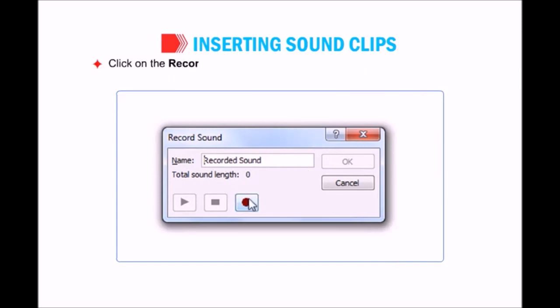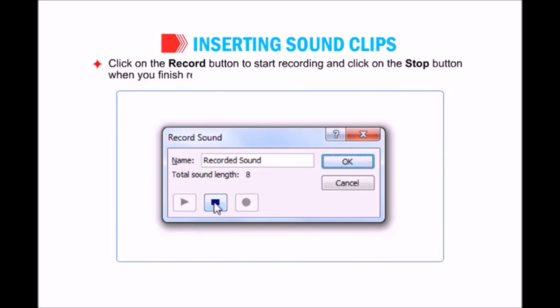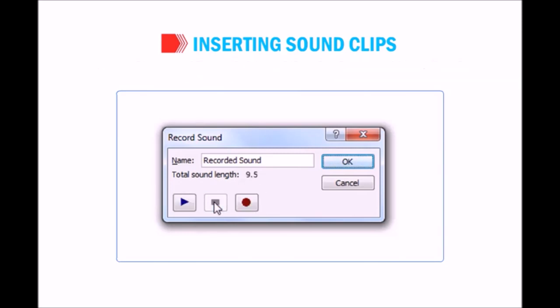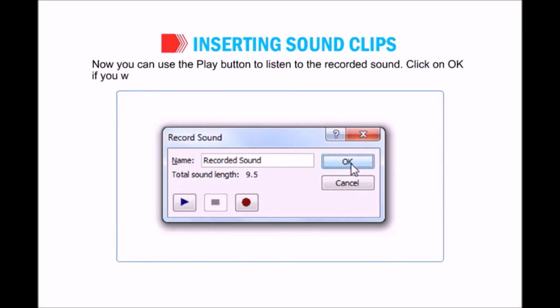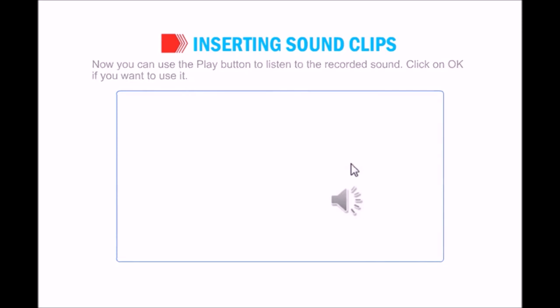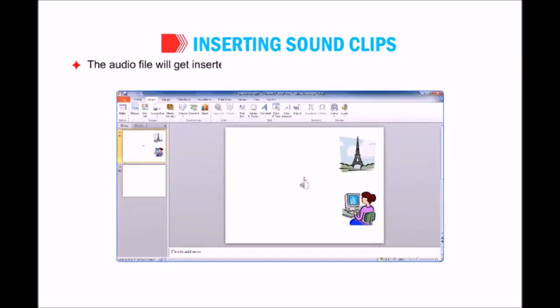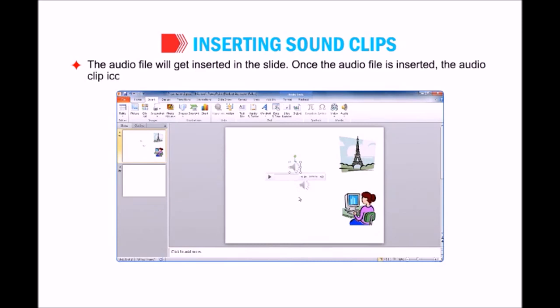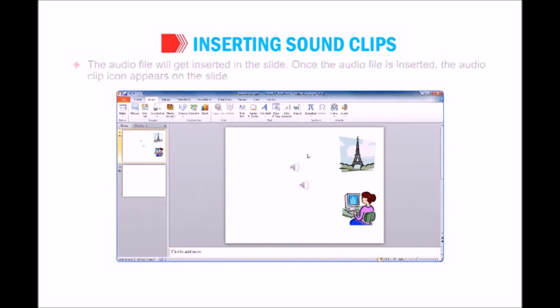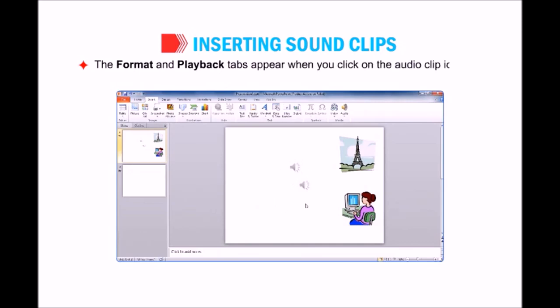Click on the Record button to start recording and click on the Stop button when you finish recording. Now you can use the play button to listen to the recorded sound. Click on OK if you want to use it. The audio file will get inserted in the slide. Once the audio file is inserted, the audio clip icon appears on the slide. The Format and Playback tabs appear when you click on the audio clip icon on the slide.